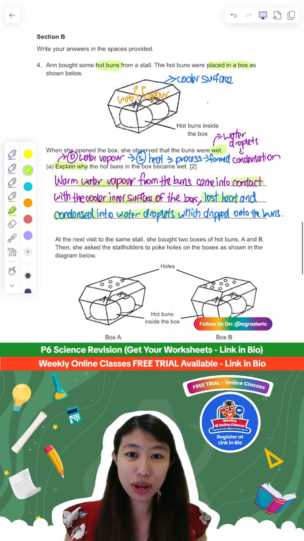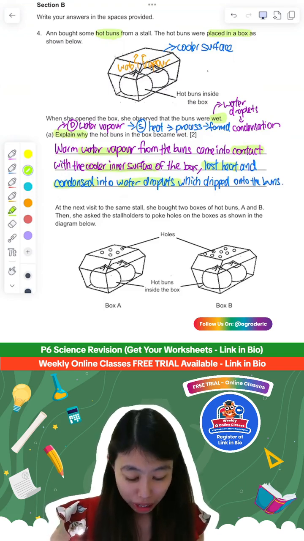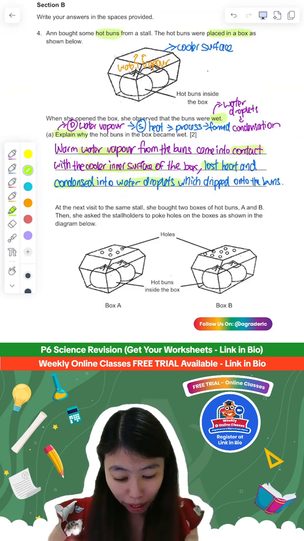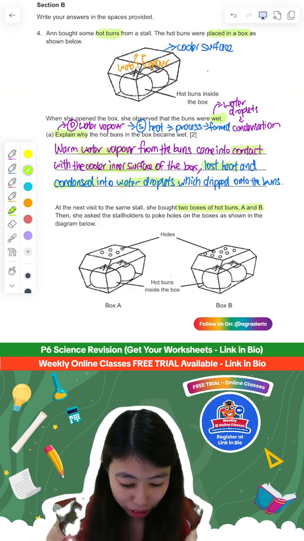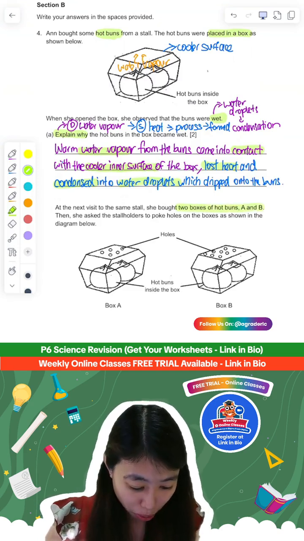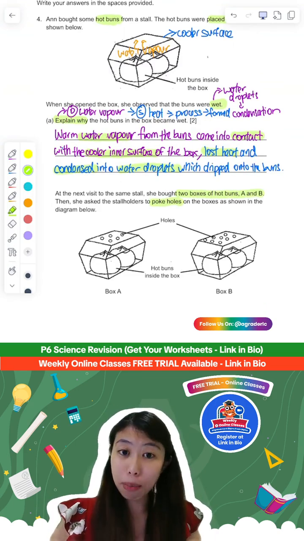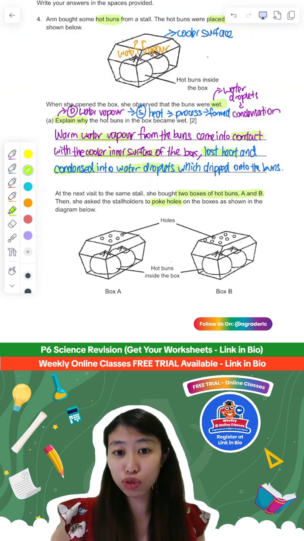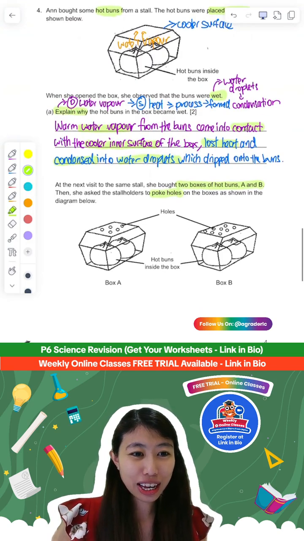Okay, let's look at this one. Over here, the next visit to the same stall happened is that she bought two boxes of hot buns, A and B. Then she asked the stall holders to poke holes onto the boxes. Everybody look at box A and box B carefully. Then I move on to the next page because the question is on the next page.